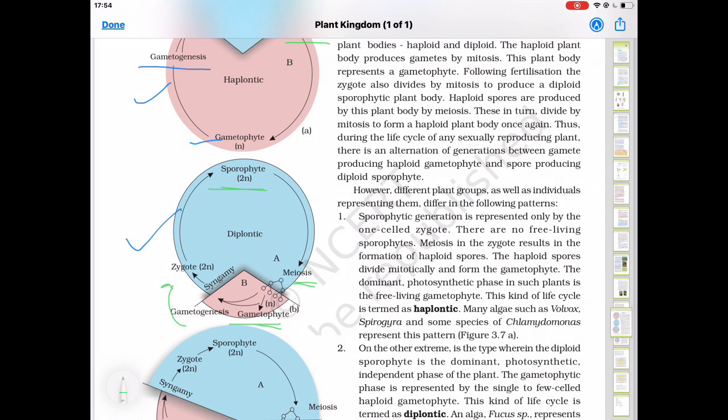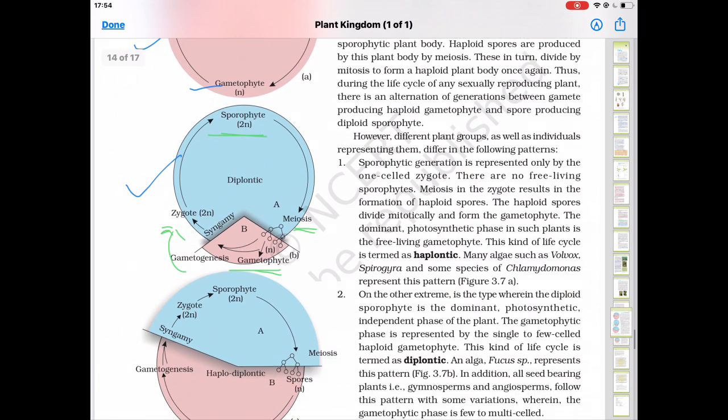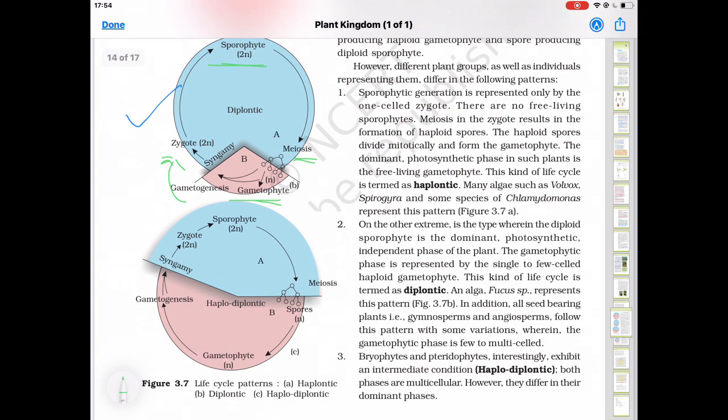In this also alternation of generation is present, that is, sporophytic generation alternates with the gametophytic generation and gametophytic generation alternates with the sporophytic generation. That is, 2n alternates with the n generation and n again alternates with the 2n. Here the main dominant phase is sporophytic phase. That is why it is known as diplontic life cycle.